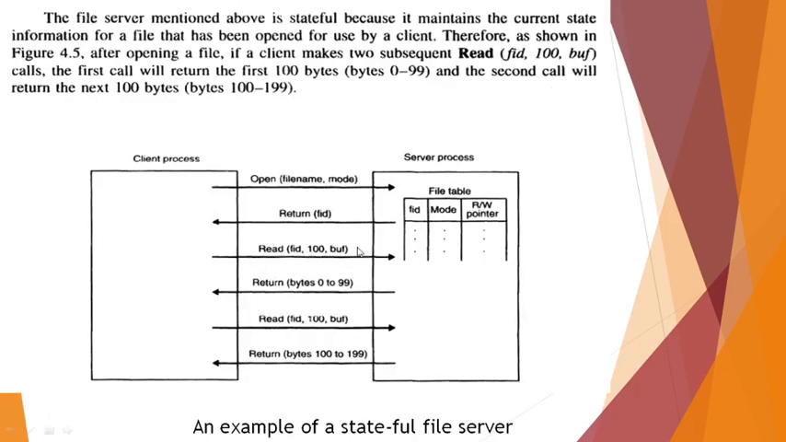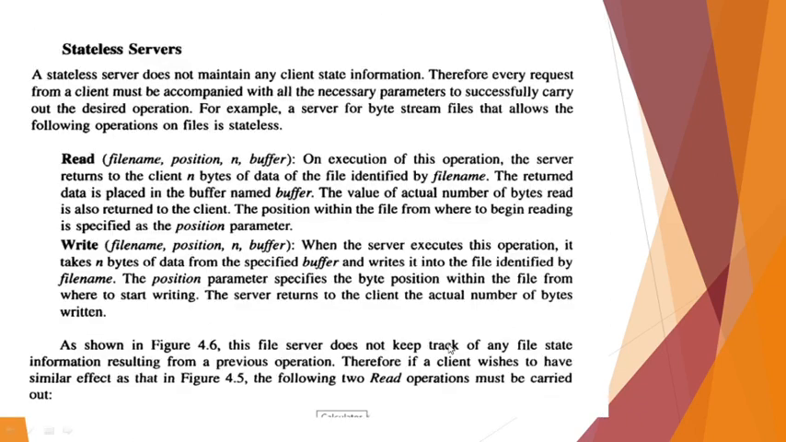So 100 comma buffer. It returns the bytes from 0 to 199, and it again reads into the buffer the next 100 bytes, then the next 100 lines, and so on. So this is an example of a stateful file server.